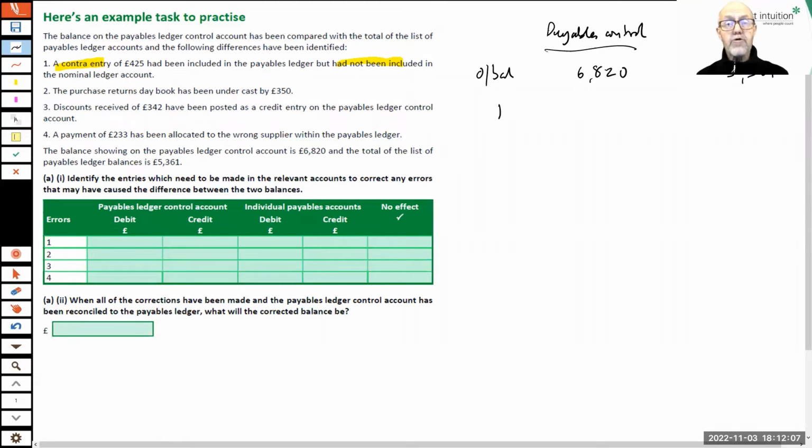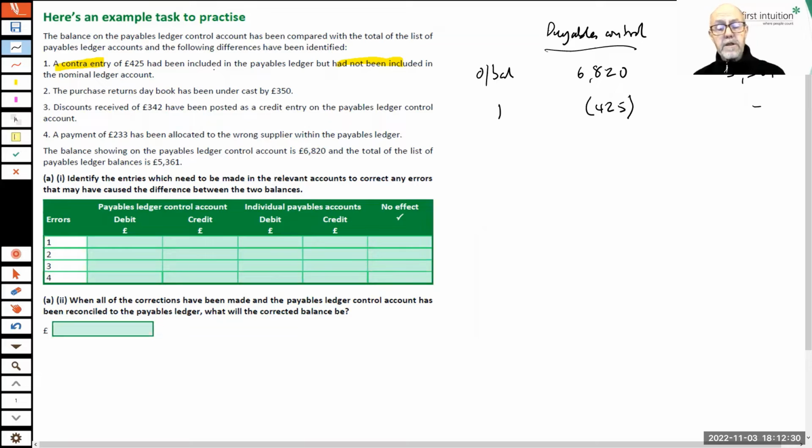And the effect of a contra is to reduce the balance owing because we are setting it against an item that is owed by a customer. So that is going to reduce our payables control balance by 425 and have no effect on our list of suppliers because it has been included.